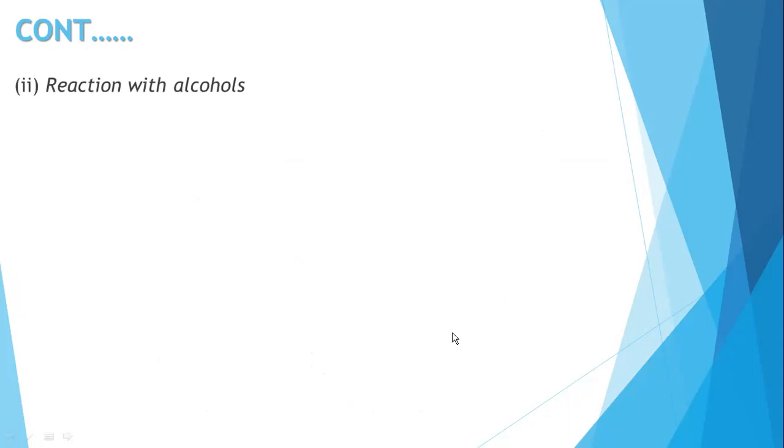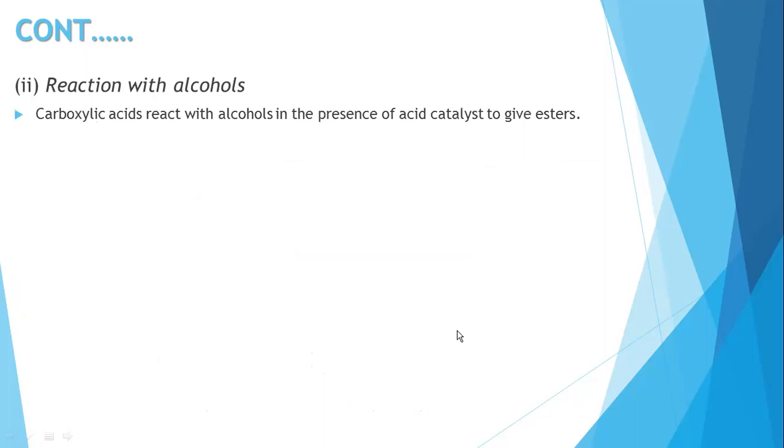So next we are going to speak about the reaction where the carboxylic acid reacts with alcohol in the presence of an acid catalyst to give the ester. So what it is telling is, when a carboxylic acid reacts with alcohol, they are telling in the presence of the acid catalyst. So what is the acid catalyst that we are using here?